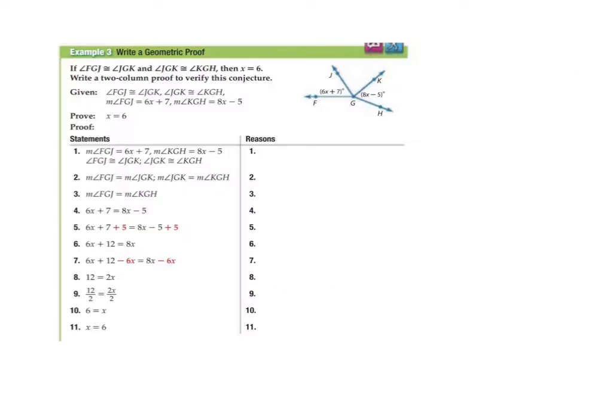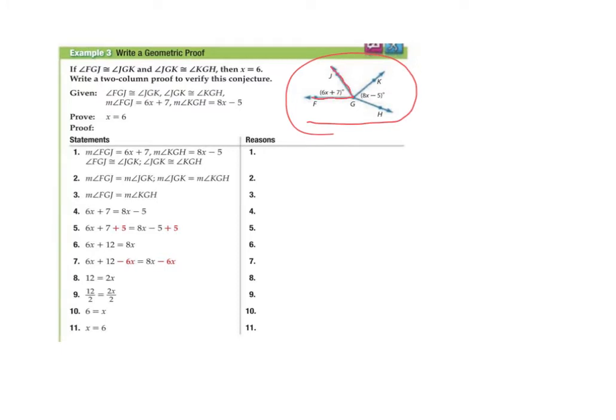So now we want to write a geometric proof, which is basically still using the idea of solving equations, but we want to include diagrams such as the image above to our proofs. The first step that you should have is to identify your given information and then actually figure out what it means using your picture. So I have that angle FGJ, that red angle, is congruent to angle JGK. So those two angles are congruent.